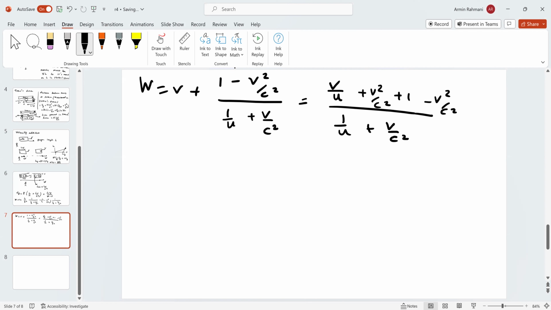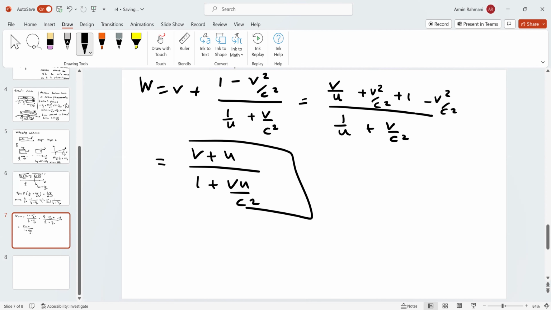Then I can multiply the numerator and denominator by a U. So I get V plus 1 times U is U, 1 plus V times U over C squared. So that's the famous velocity addition formula. Velocity addition. And it's easy to see if V and U are much smaller than the speed of light, then we can forget about that VU over C squared. That's a tiny number. So it does go to the Galilean limit.